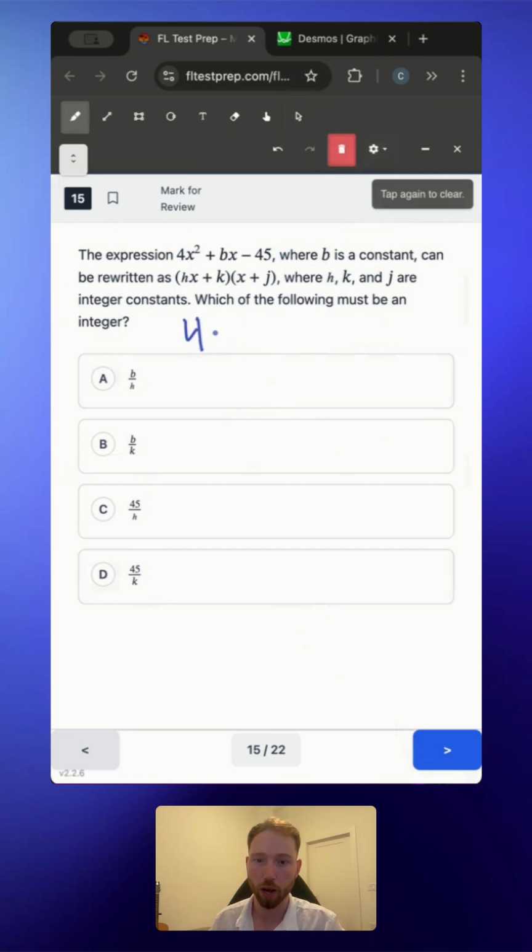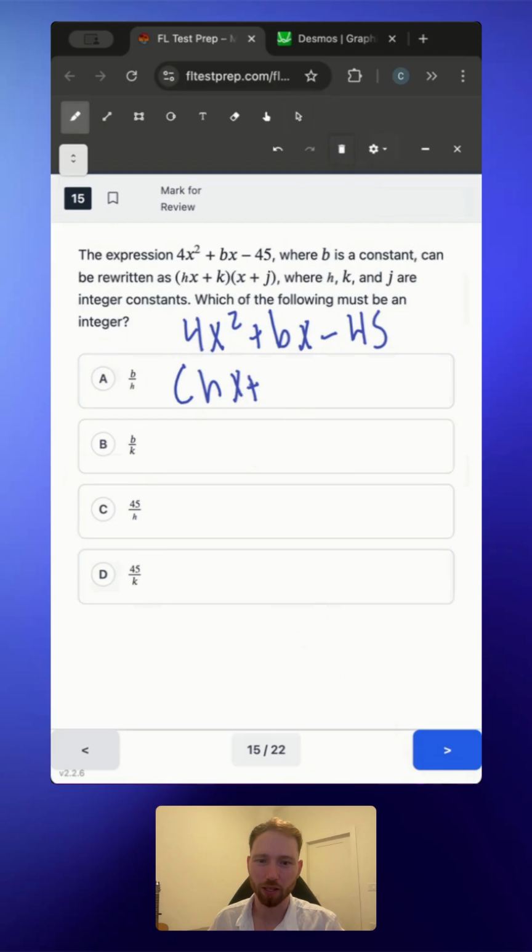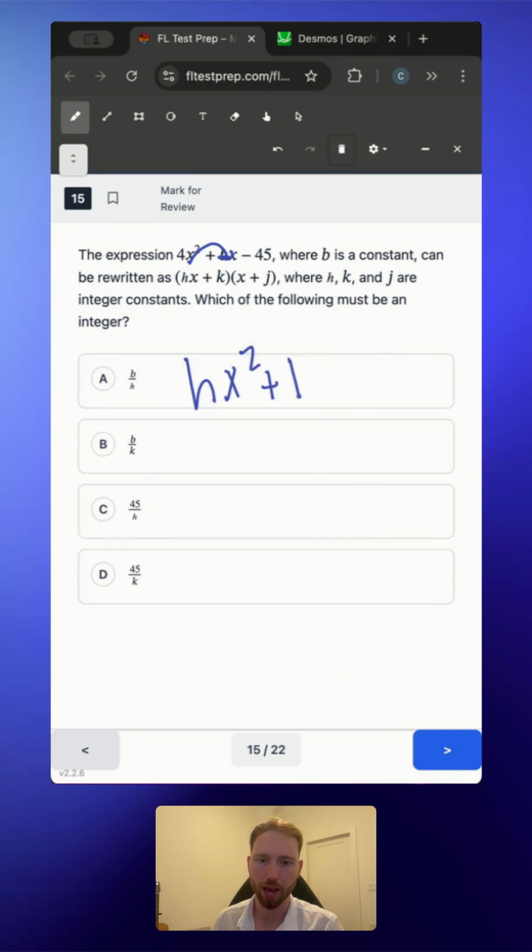So I know I have 4x squared plus bx minus 45. And then I have this (hx plus k)(x plus j) over here. What's going to be easier, factoring the 4x squared or just distributing the hx? Probably distributing, right? So I'm going to distribute this hx. I'm going to get hx squared plus hjx plus kx plus kj. That's a little sloppy, but let me rewrite that a little better because I'm going to be using that for the rest of this.